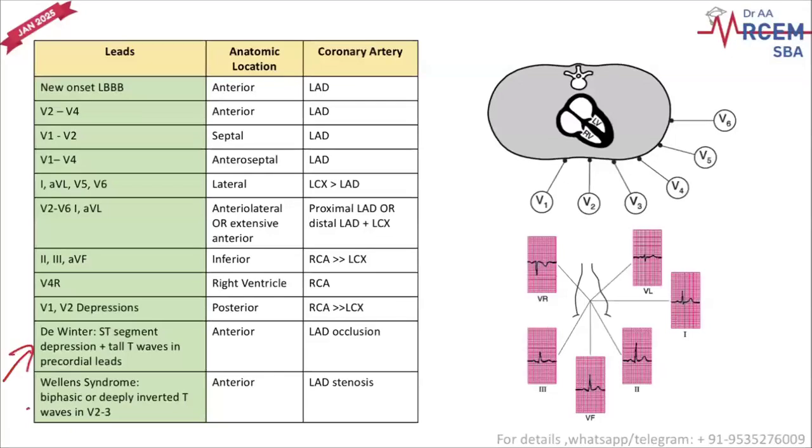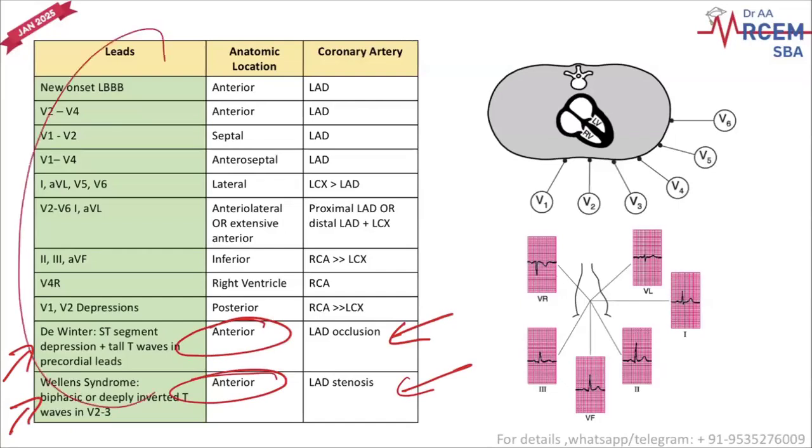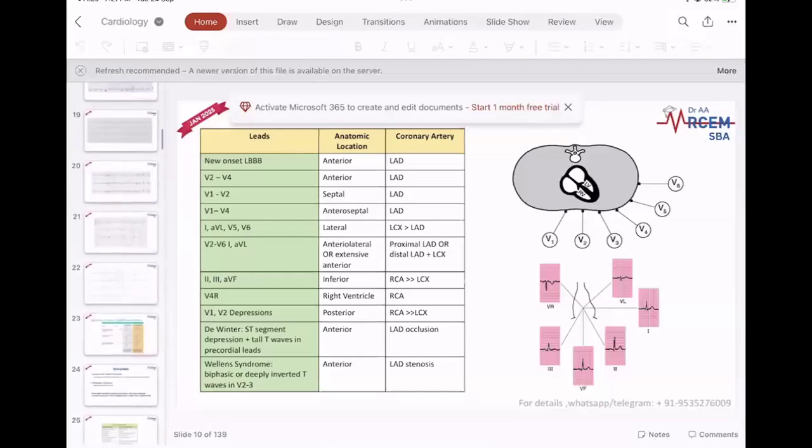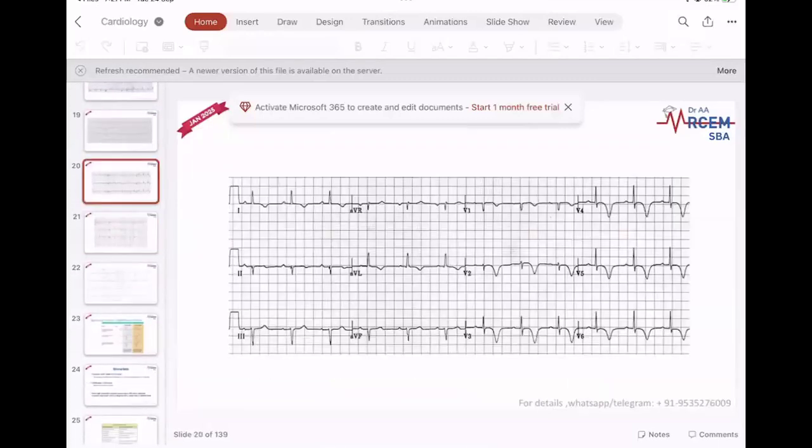So, Wellens syndrome. It is because of LAD occlusion. LAD stenosis is seen in Wellens syndrome. They will present with typical symptoms. It is the anterior wall anatomically which is involved. Do not forget, the most likely culprit artery is the LAD, that is the left anterior descending artery. So all of this you need to be aware of. These two were covered in the ECG class. I've just repeated them here so that you can correlate what you're seeing.